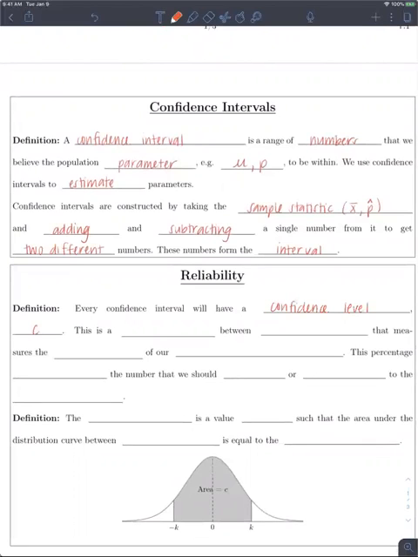What this confidence level is, it's a percentage between 0% and 100%. And what it does is this confidence level is the thing measuring the reliability of our confidence interval.